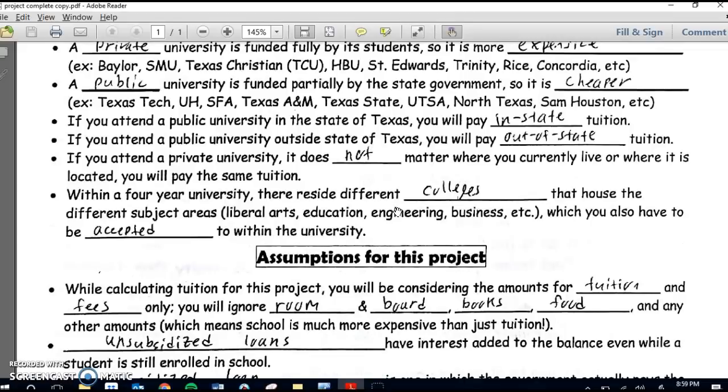The next thing I want you guys to know is that with your university, there are different colleges that you have to be accepted to while you're going through your program. Like for me, I was an education major, so I had to apply to and get accepted to the College of Education. If you're an engineering student, then there's the engineering college, the business college, all those different colleges within your actual university. It's like different houses, kind of like in Harry Potter. There's Hogwarts as the school, but then there's Gryffindor, Slytherin, Hufflepuff, and Ravenclaw.